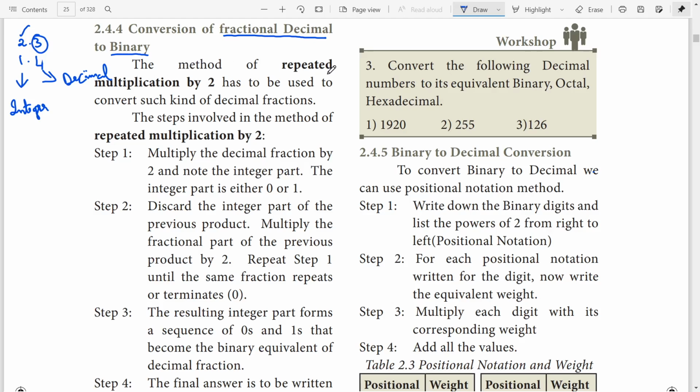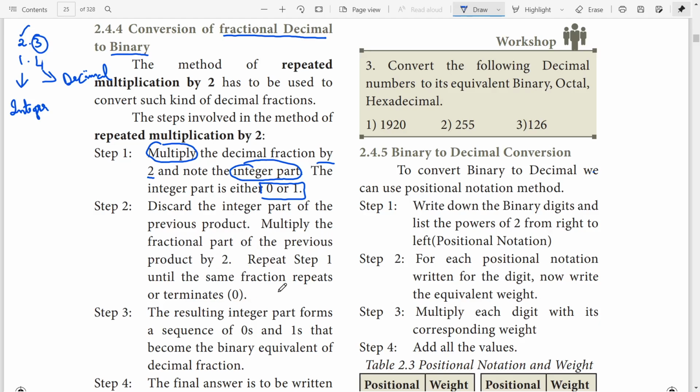Listen, the method of repeated multiplication by 2 has to be used to convert such kind of decimal fractions. Multiply the decimal fraction by 2. First multiply by 2 and note the integer part. The integer part is either 0 or 1. Discard the integer part of the previous product. Multiply the fractional part of the previous product.